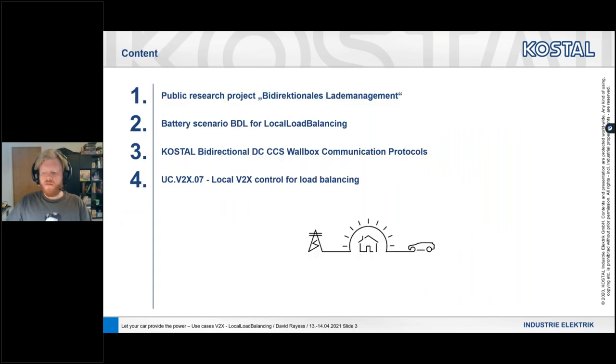Today I'm talking about the local load balancing mode with a bidirectional DC wallbox from Kostal. First, I will give a brief overview of the components involved in the local load balancing. Then I'll explain the limitations related to the SOC of the battery. Next, I talk about the communication protocols involved in local load balancing. And in the last step, I'll talk about a few technical details.